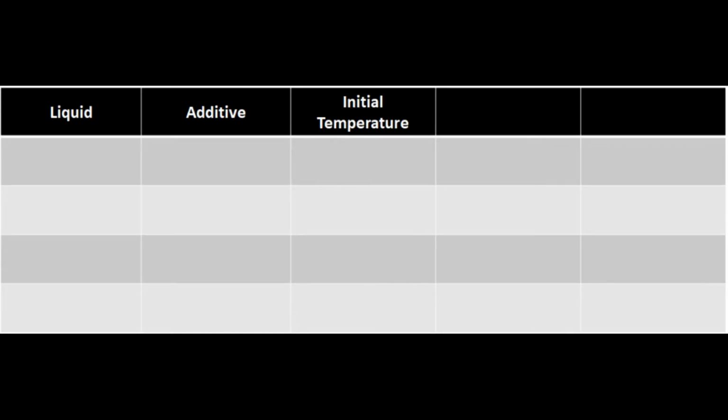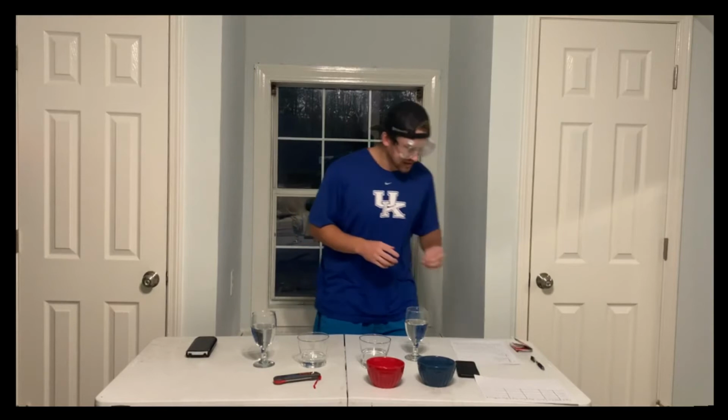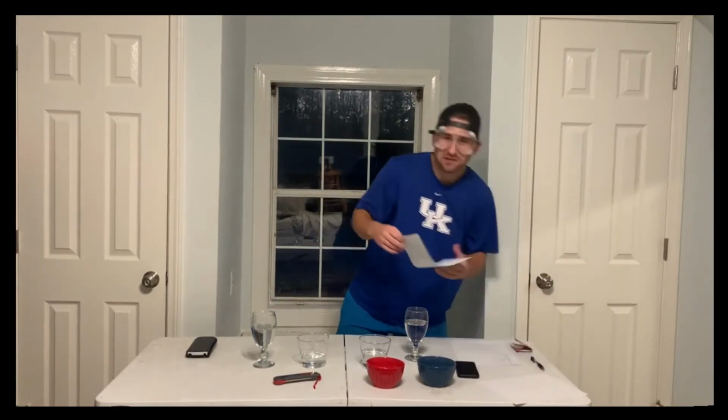So this table will need to have 5 columns. The first column will be the liquid that's being used. The second column will be for the additive that is being put into that particular liquid. The third column will be the initial temperature reading that we get. The fourth column will be the final temperature reading that we get. And then the fifth column will be the difference between the final temperature and the initial temperature, which will ultimately help us determine if this reaction is endothermic or exothermic. I've drawn a sample table up for us today, and it looks like this.